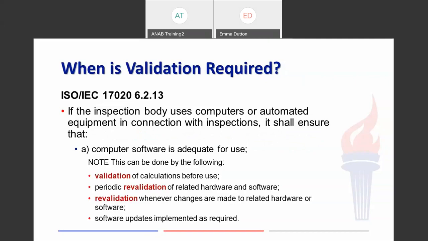It says if the inspection body uses computers or automated equipment in connection with inspections, it shall ensure that a computer software is adequate for use. And then in the note, it talks about how that can be done. How can you determine that that computer software is adequate? You can validate the calculations before you use them. You can have periodic revalidation of the related hardware and software, or you can revalidate whenever there are changes that are made to the hardware or software. So this is the one place where it talks about validation in 17020 regarding computers or automated equipment.